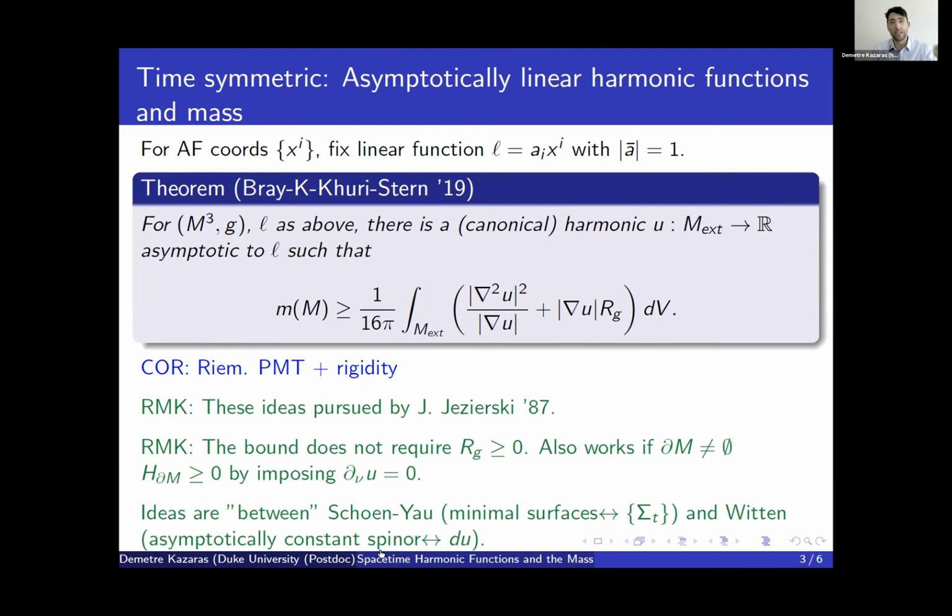In particular here, this positive mass theorem is in between the two ideas, in the sense that the minimal surfaces used in Schoen and Yau in a rigorous way correspond to the whole foliation that you get from the harmonic function. Sigma t here is the level set, the pre-image of t by u. And that whole foliation of surfaces in a sense contains the same information as a minimal surface. There are also comparisons with the Witten proof, where you would compare the asymptotically constant harmonic spinor with the differential of this harmonic function.